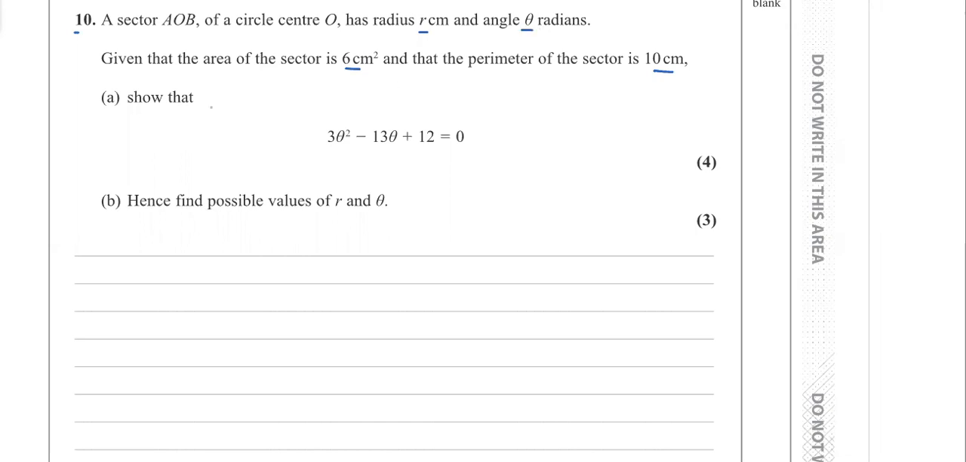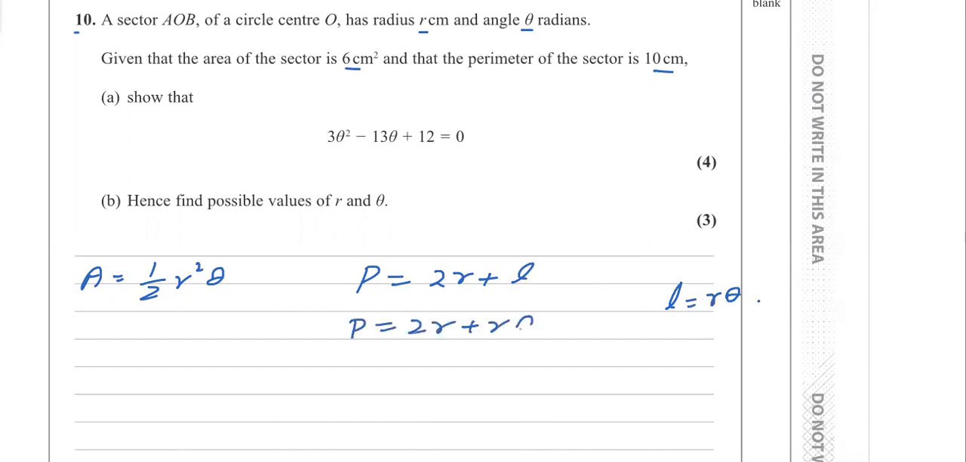So when angle theta is in radians, we know that the formula for the area of the sector is 1/2 r squared theta. And for the perimeter, it is equal to 2 times the radius plus the arc length L. In radian measure, L is equal to r theta. So I can say P is equal to 2r plus r theta.